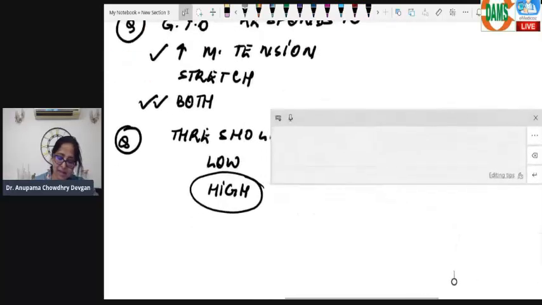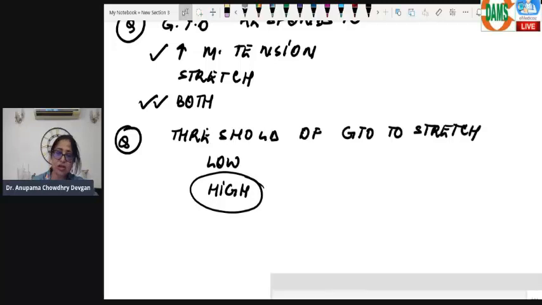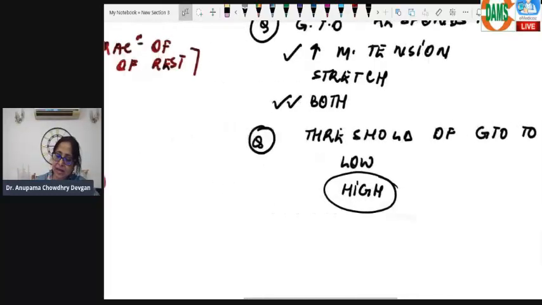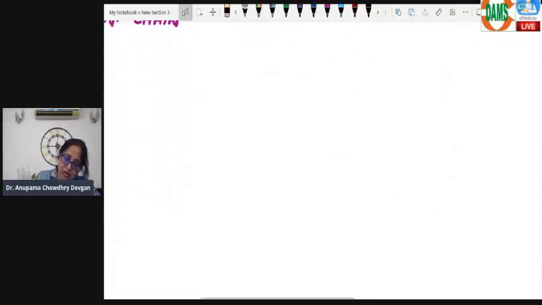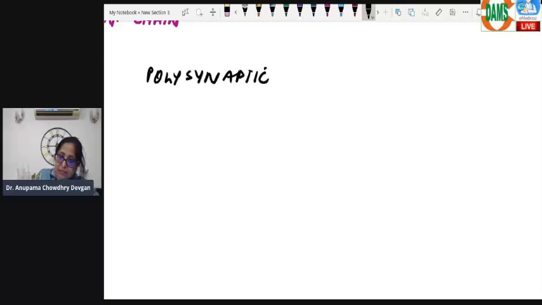Okay? If it's a mild or moderate stretch, the muscle spindle will get excited. If it is an excessive stretch, then Golgi tendon organ gets excited. Right? So this was your stretch reflex and inverse stretch reflex. Which are the polysynaptic reflexes?